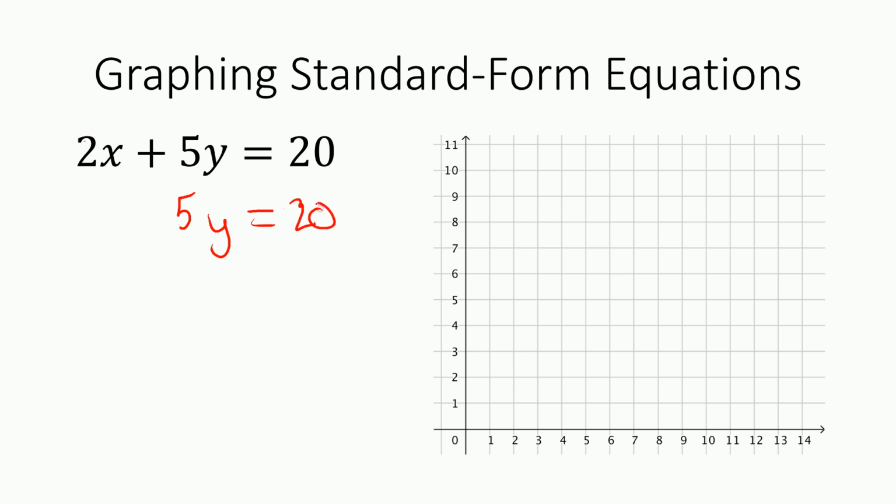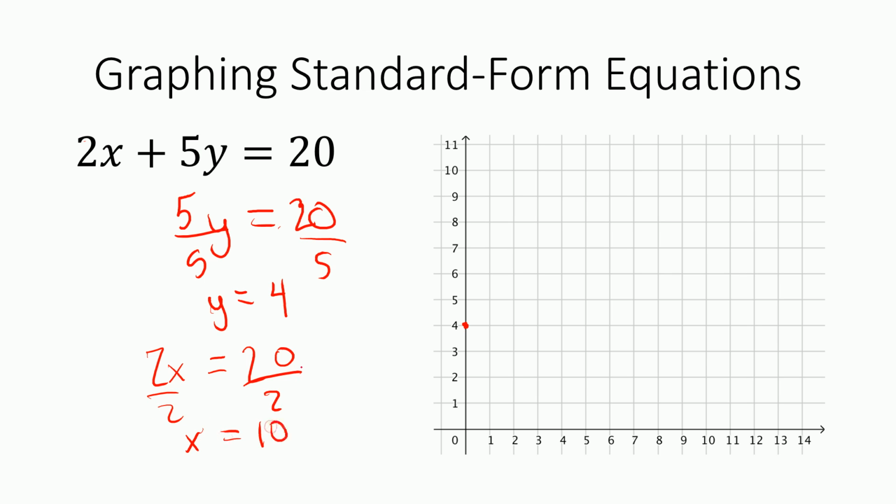It's going to leave me with this equation. So when x is 0, I need to figure out what y is. Well, that's just a one-step equation. I'm going to divide by 5. So in this case, y is 4. So there's my y-intercept. I can plot that right here on the graph. And then I do the same thing for x. I plug in 0 for y, which effectively gets rid of that term, and then 2x equals 20. Divide by 2, and x equals 10. And so then I can plot that point as well.